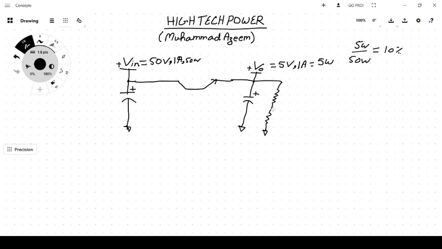Instead we can send a small value of this sample. Here is a 10k ohm resistor, and the lower resistor is also 10 kilo ohm. So in case there is 5 volt regulated, then the middle point of both 10k resistors would be at 2.5 volt.